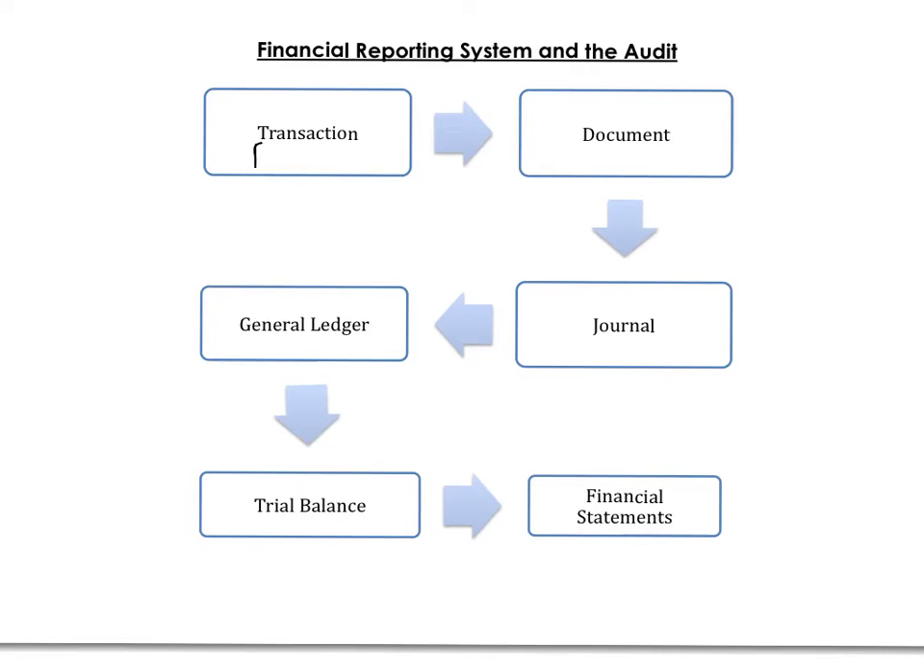Let's assume that a sale has taken place for 10 Rand within this organization. A document should be created that represents the same 10 Rand along with the details. This should be journalized to indicate the debits and the credits. The general ledger will be updated. The trial balance will include that 10 Rand and that 10 Rand will land up on the financial statements.